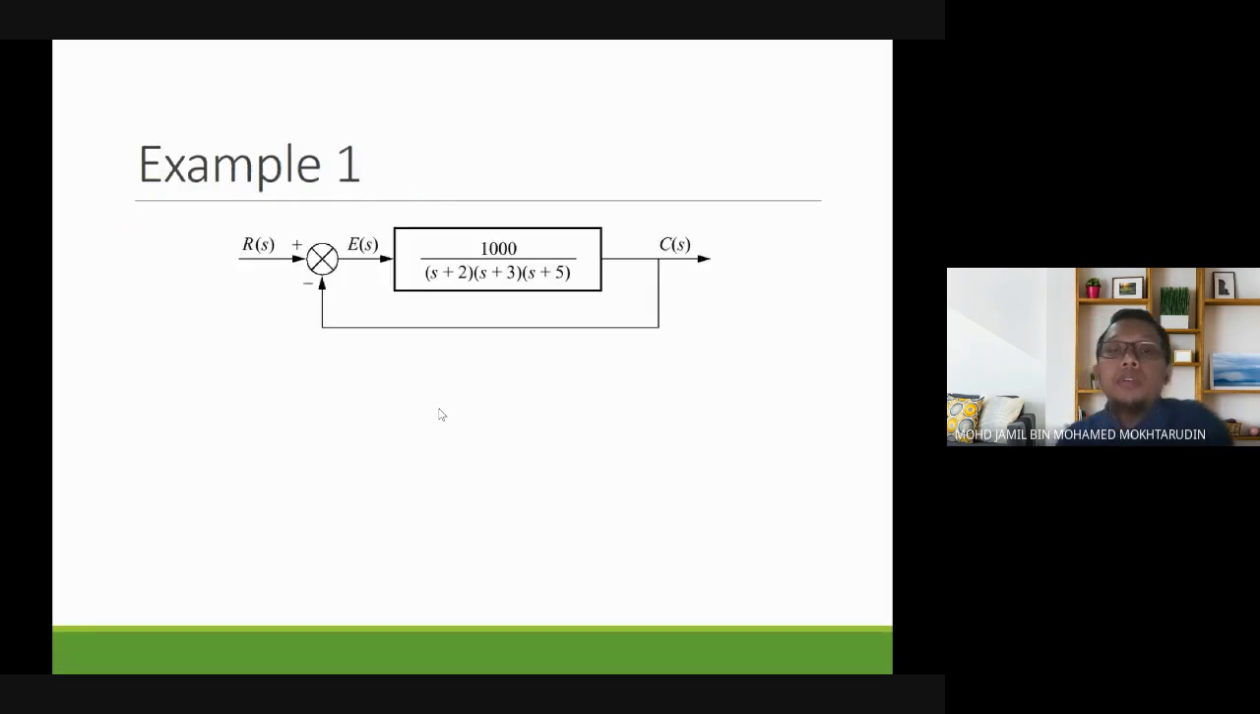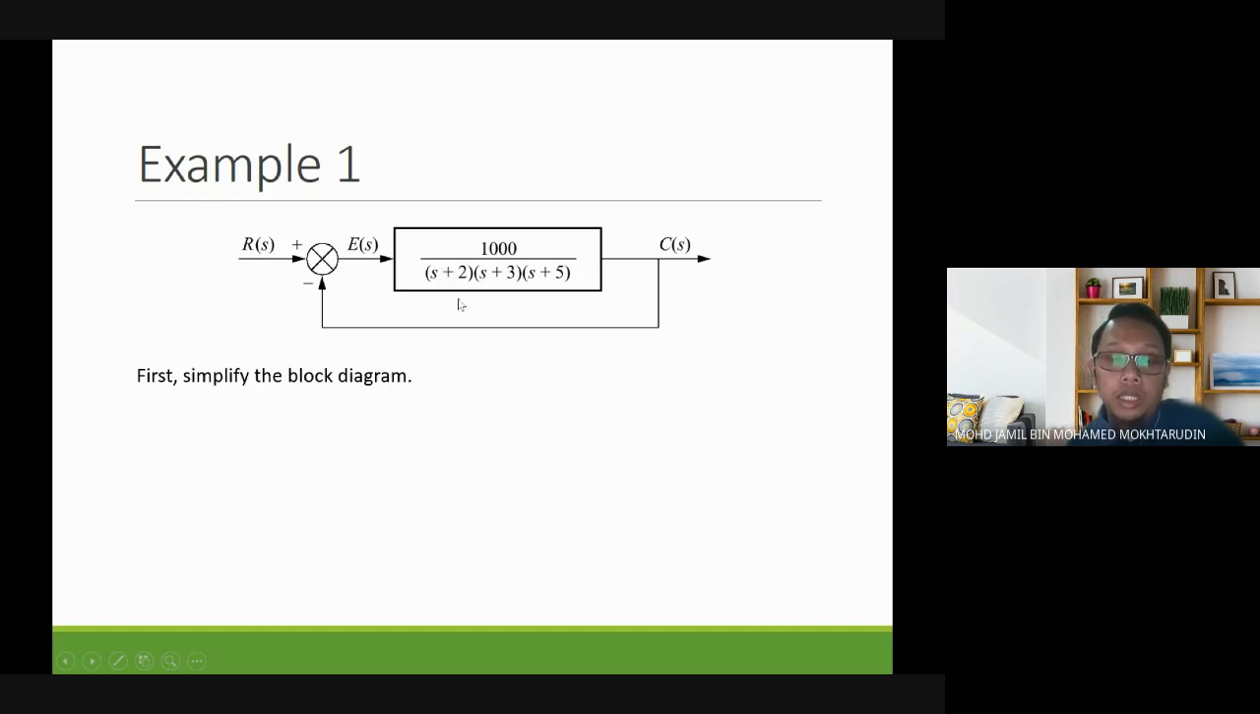Okay, so let's look at this example. You have a unity feedback system. The forward transfer function is 1000 divided by (s plus 2) times (s plus 3) times (s plus 5). The first thing you need to do is simplify the block diagram. You need to find the closed loop transfer function, or the final transfer function. So first, simplify the block diagram.